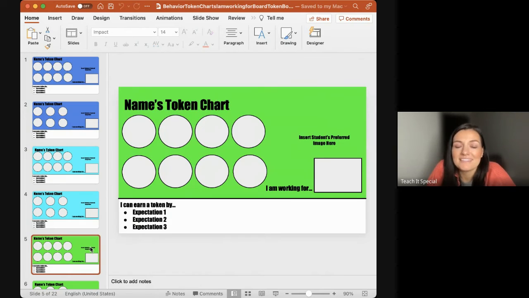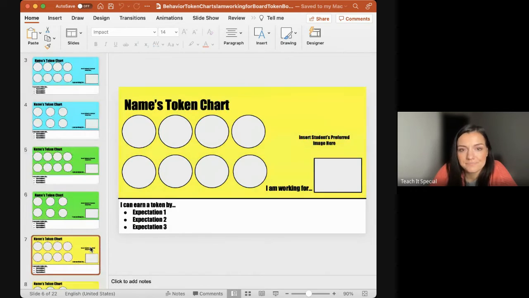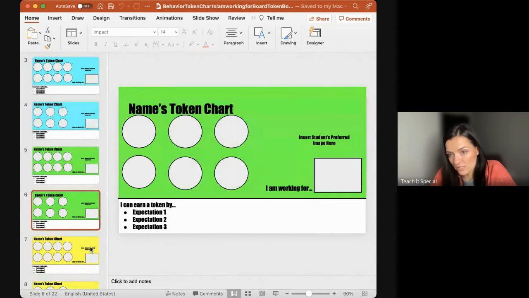But the important thing is they have to feel that reward and they have to buy into their plan. Otherwise, they will not like it and they will not be successful with it. For me, I have students that will start with 6 tokens. I'll have students that will start with 4 tokens.